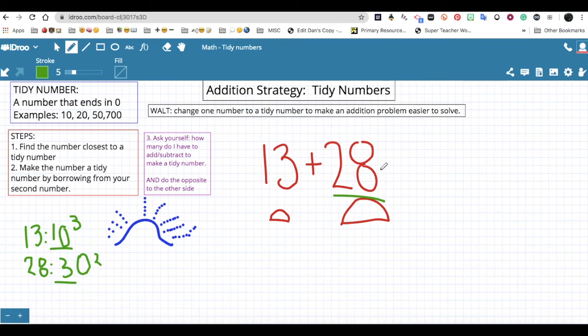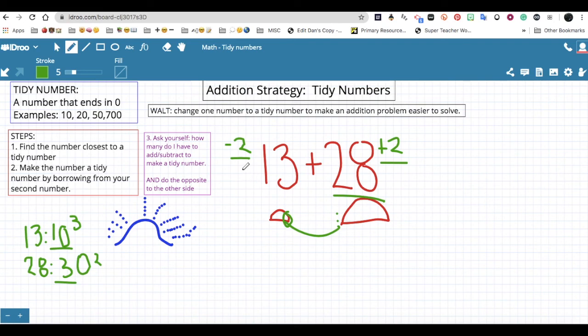So we have to ask ourselves, how much do we have to add or subtract to make this number a tidy number? We have to add 2. If we're adding 2 on this side, what are we doing on this side? We're taking away 2. Okay, because we're imagining that we're just borrowing and giving to this number here, so we still actually have the same total number of counters or whatever it is that we're adding. Okay, so 13 take away 2.